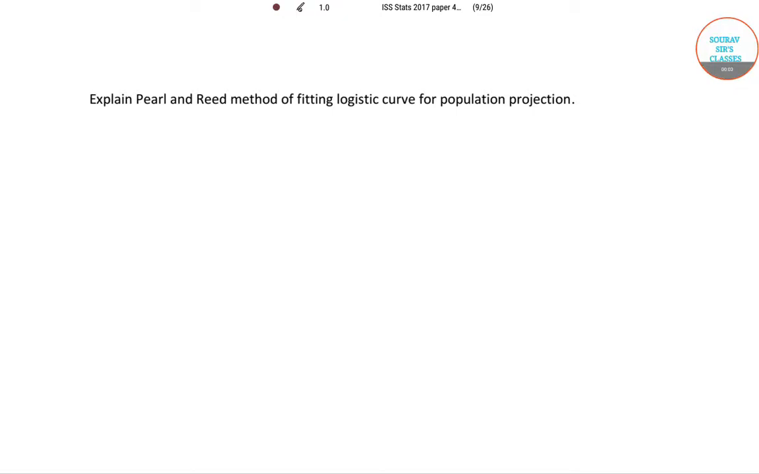Here I'll be solving the following question from ISS 2017 paper 4. Now here we have to explain the Pearl and Reed method of fitting the logistic curve for population projection.